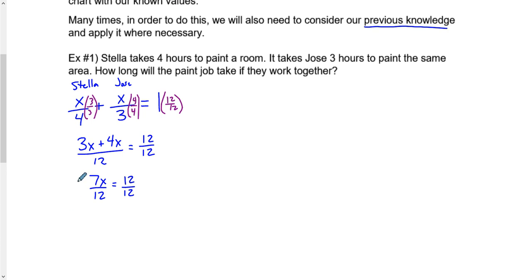Well, first bit of work that we do, multiply both sides by the 12. Then we have 7x, and divide by that 7. So what this is saying is it would take 12/7 of an hour, or 1 and 5/7 of an hour if they work together.